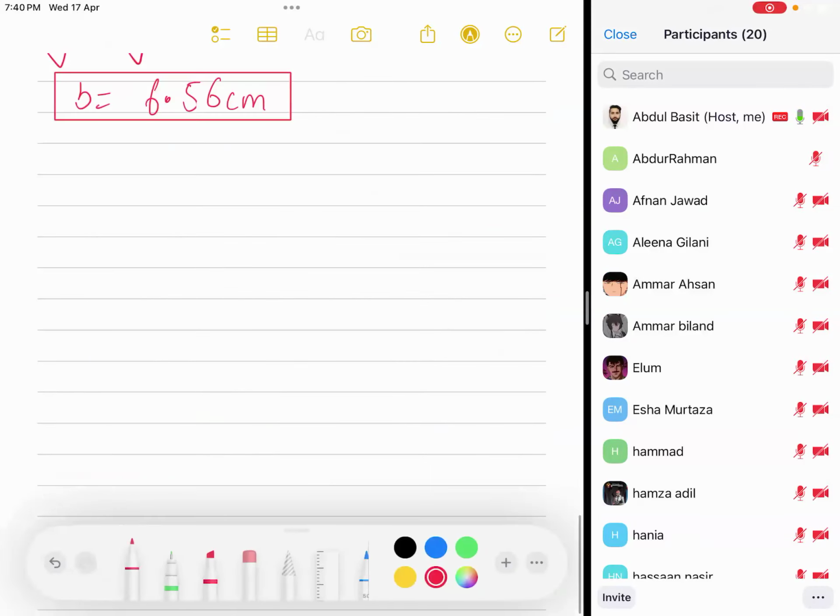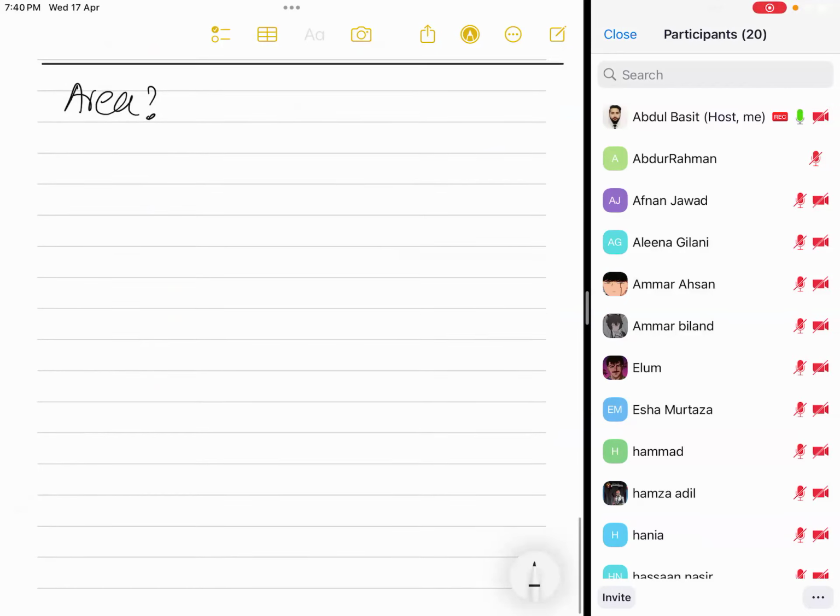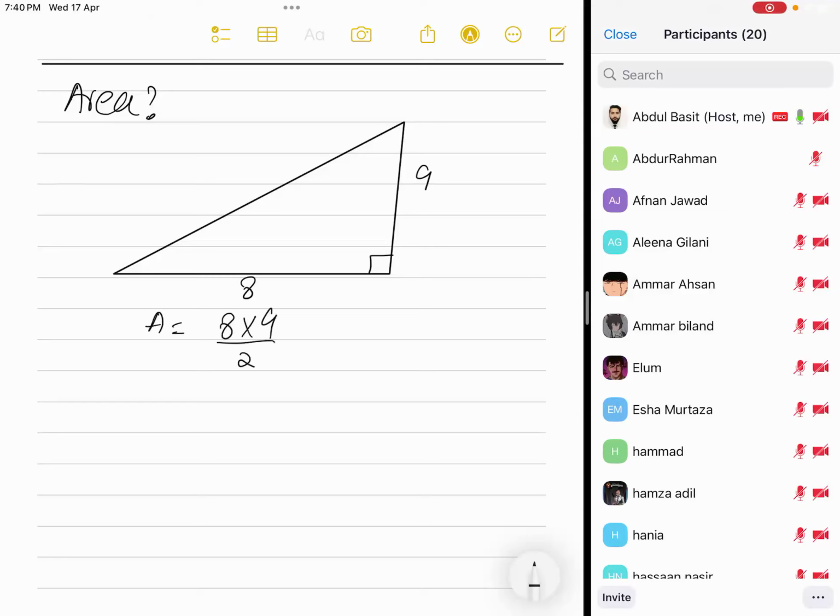Okay. After cosine rule, beta, we have a question on area. And students do have a question on this thing. For example, beta, look at this question. This is a right angle triangle. This is 8 and for example, this is 9. Area for this triangle is very simple. That area is equals to base multiplied by height divided by 2. 8 nines are 72. 72 divided by 2 is 36.